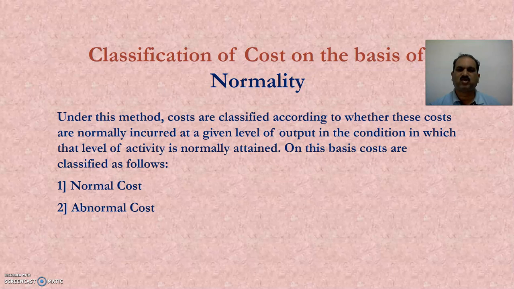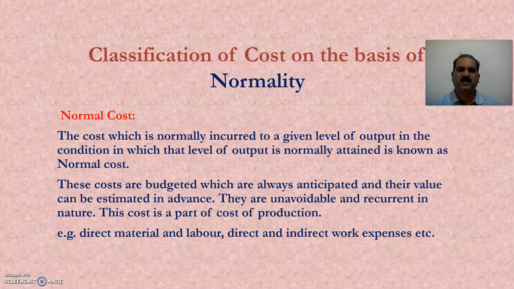Let's see classification on the basis of normality. Under this method, costs are classified according to whether these costs are normally incurred at a given level of output in the condition in which that level of activity is normally attained. And on this basis, costs are classified as two, first normal cost and second abnormal cost. Let's see what is normal cost. The cost which is normally incurred to a given level of output in the condition in which that level of output is normally attained is known as normal cost.